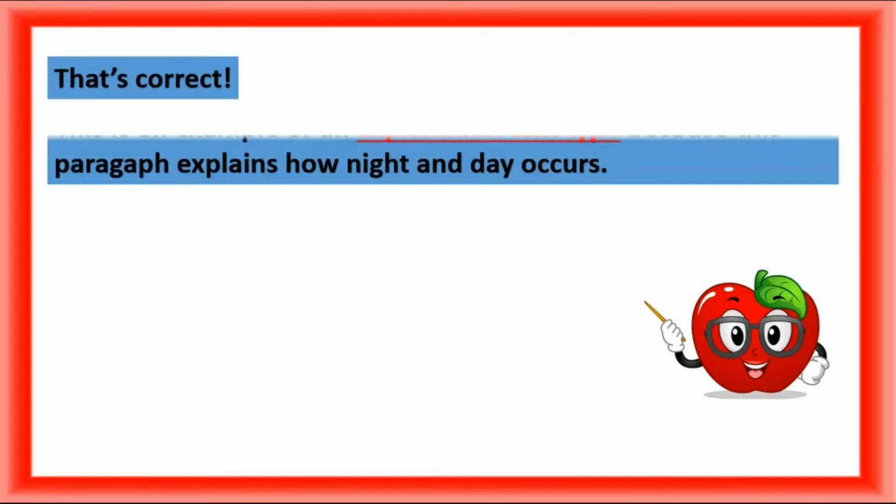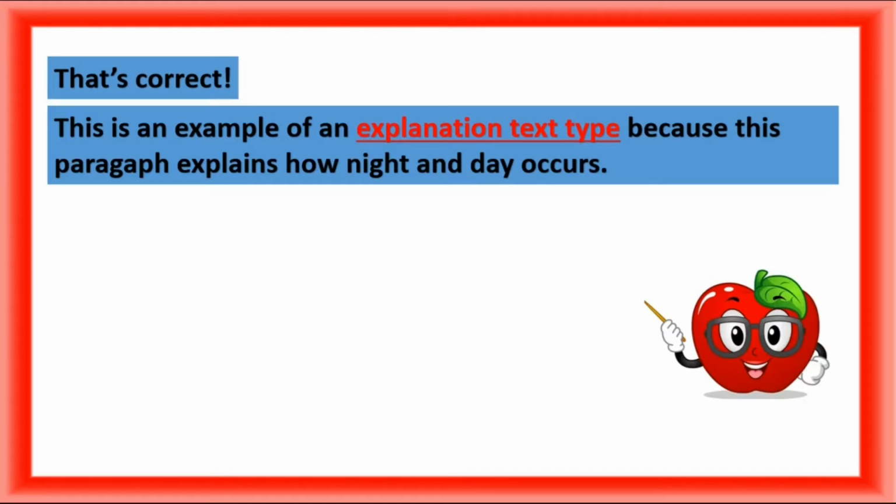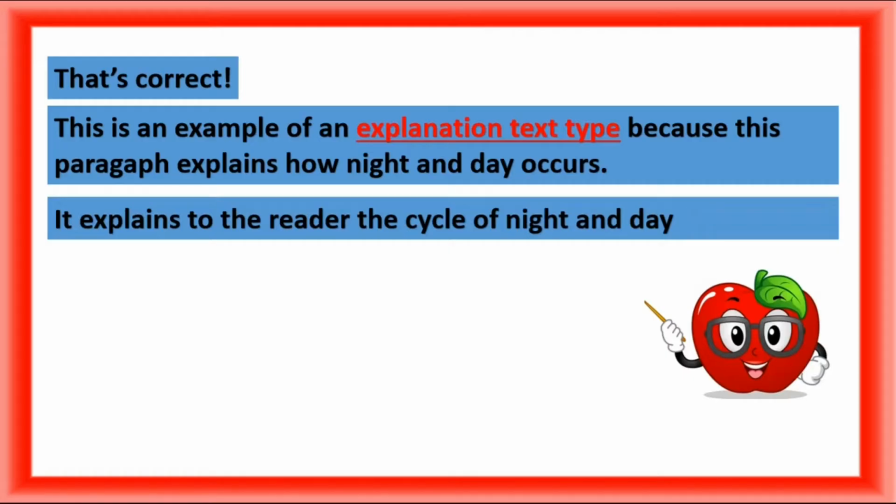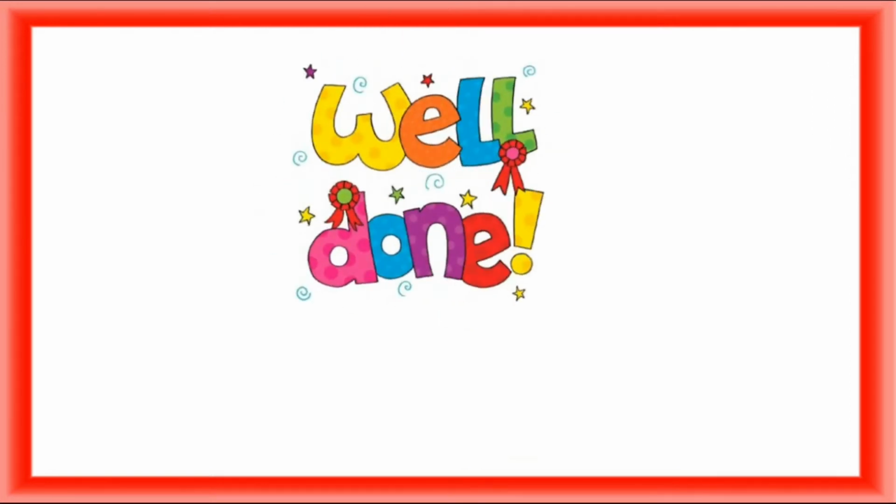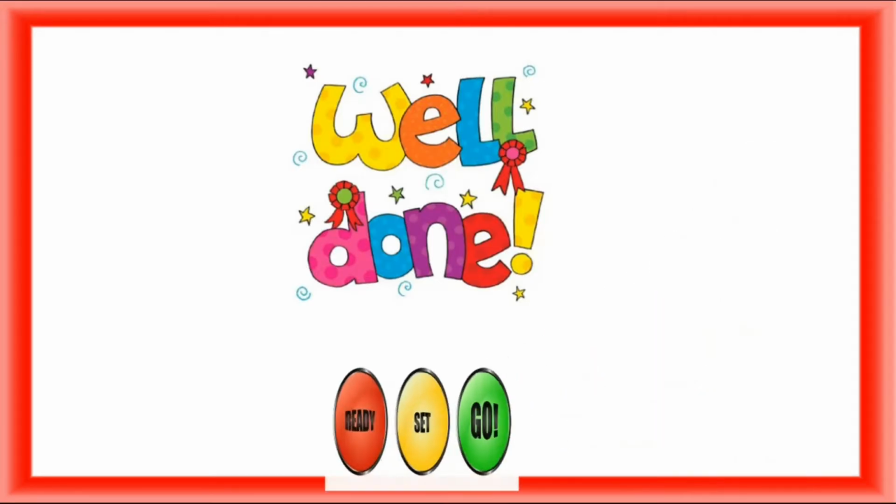That's correct. This is an example of an explanation text type because this paragraph explains how night and day occur. It explains to the reader the cycle of day and night. Well done! Are you ready to go to another lesson today? Let's go!